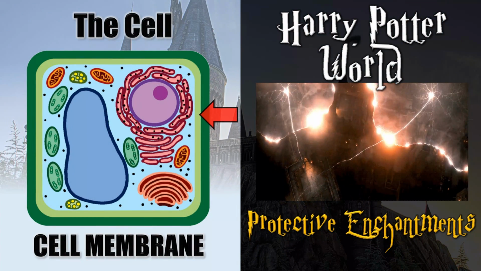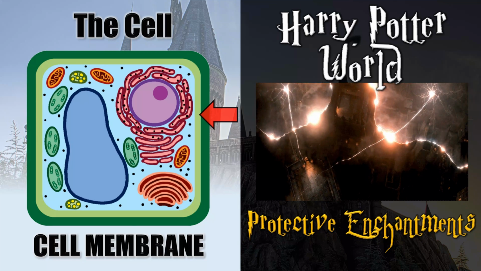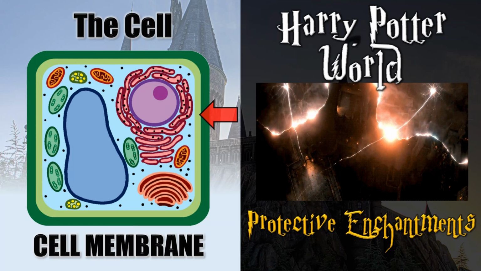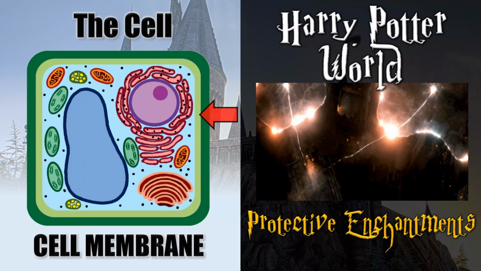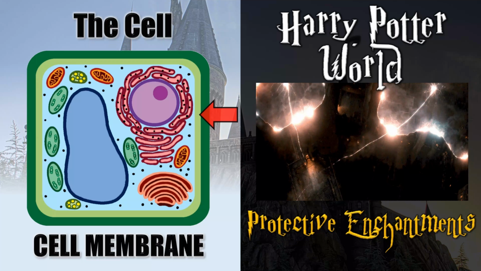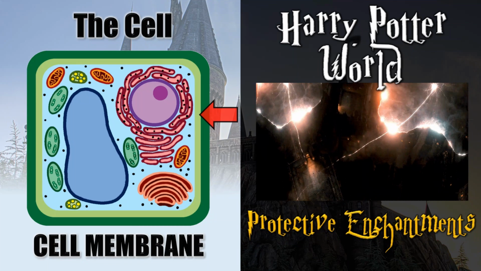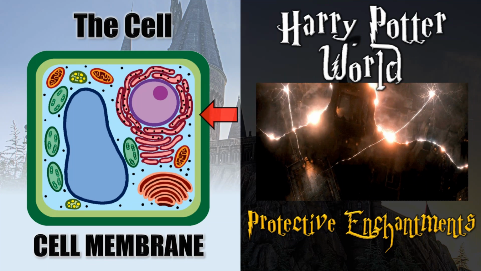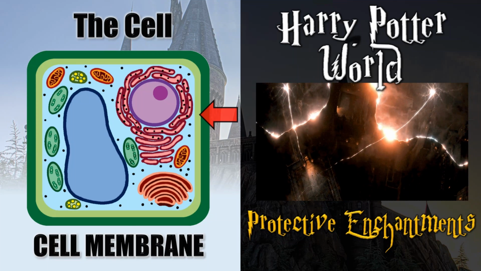If we relate the structure and function of the cell membrane to the Harry Potter world, it could be related to the protective enchantments. Protective enchantments were charms used to protect an area for an extended period of time. The spells shielded specific areas and could have a wide variety of applications. The protective enchantments protected Hogwarts from muggles entering it. Just like the cell membrane, it protects the cell from any foreign or harmful substances that could pass through it.